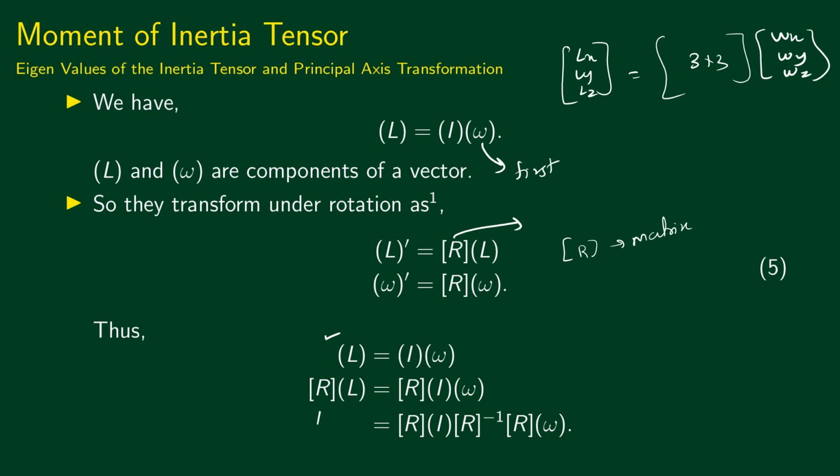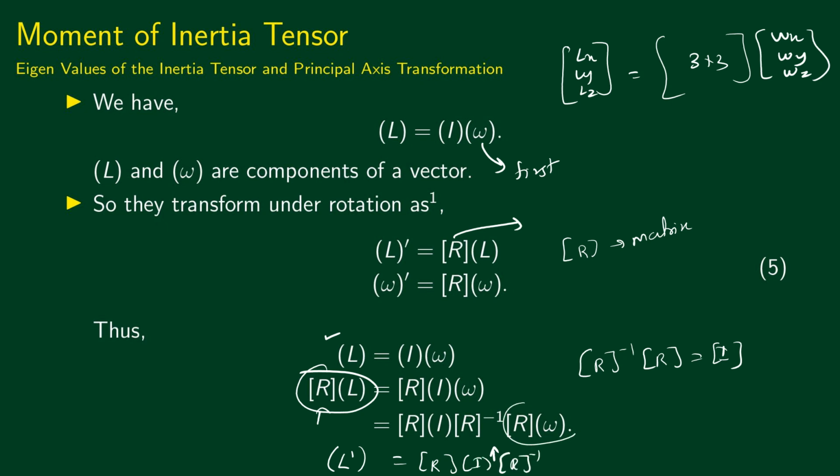Let's introduce a rotation matrix to the left and we get R L is equal to R I omega. Now we can insert a unit matrix in here in the form R inverse R, because R inverse R is the unit matrix, or the identity matrix. Now R L gives the components of the angular momentum vector in the rotated coordinate system. So this is L prime. This is equal to R I R inverse.